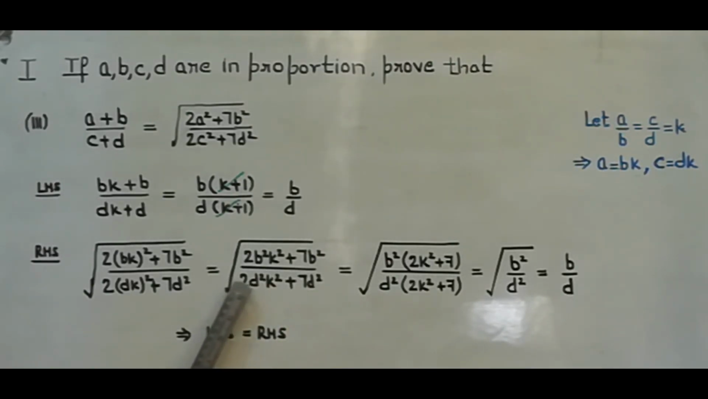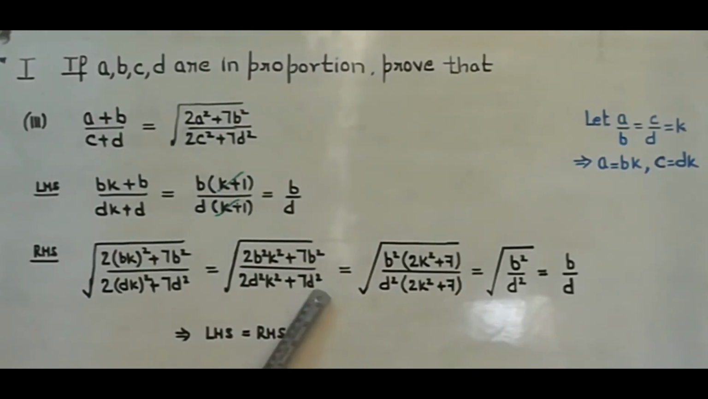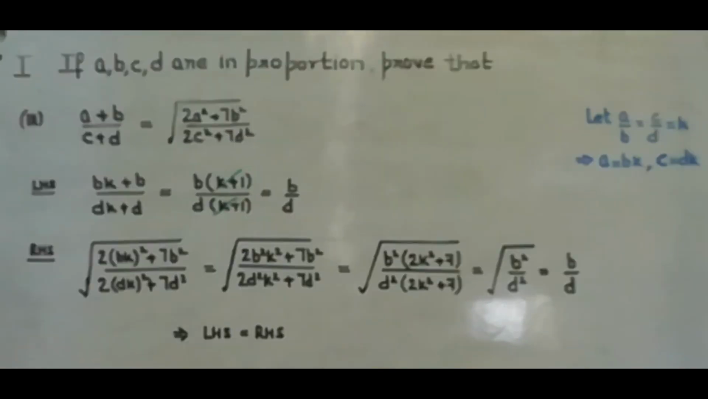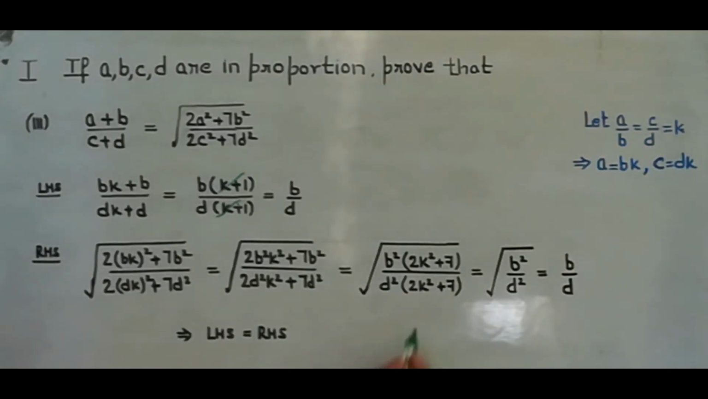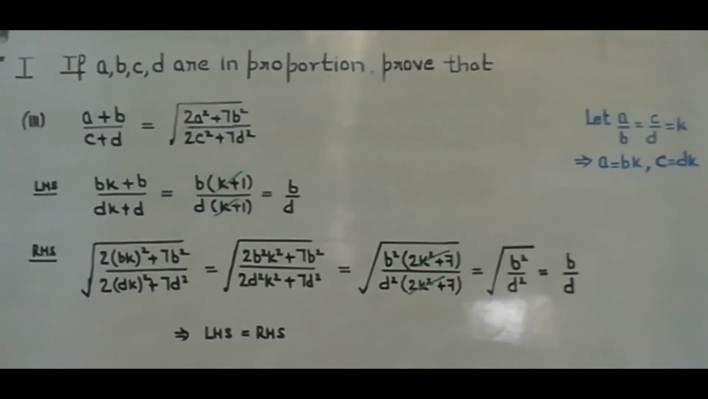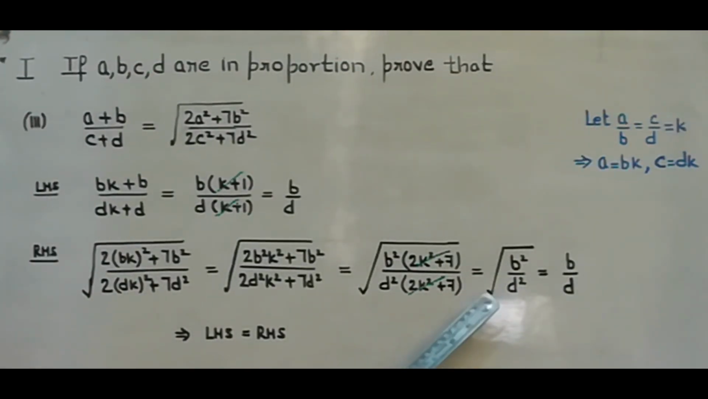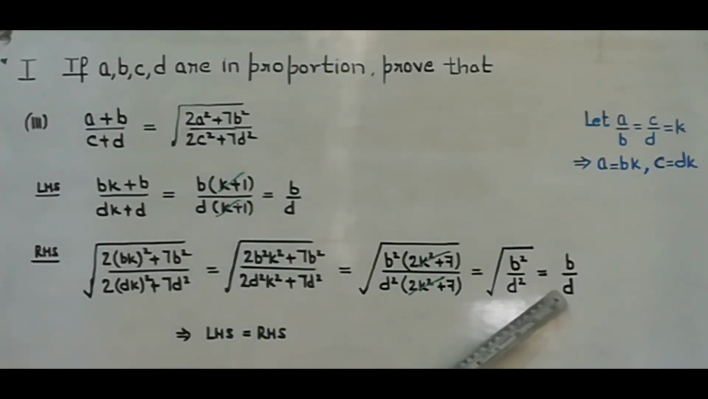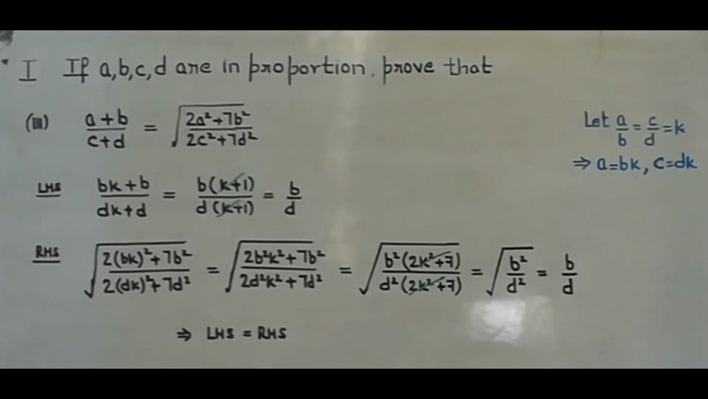Now within the root sign, you can take B square common. So we have taken B square common, so we are left with 2k square plus 7. In the denominator, you can take D square common, so you are left with 2k square plus 7. This 2k square plus 7 will reduce out. So you will be left with, within the root sign, B square upon D square, and when you take the root of it, it becomes B upon D. So your LHS is equal to RHS, and this was to be proved.